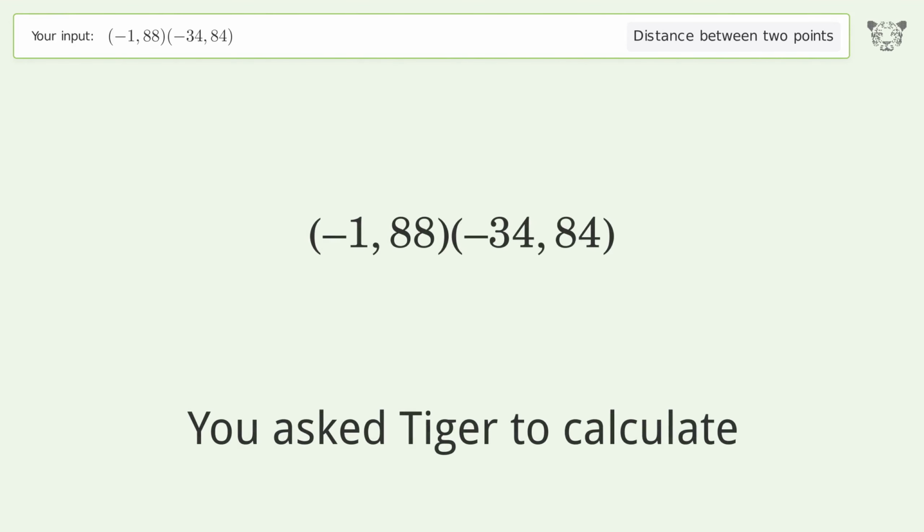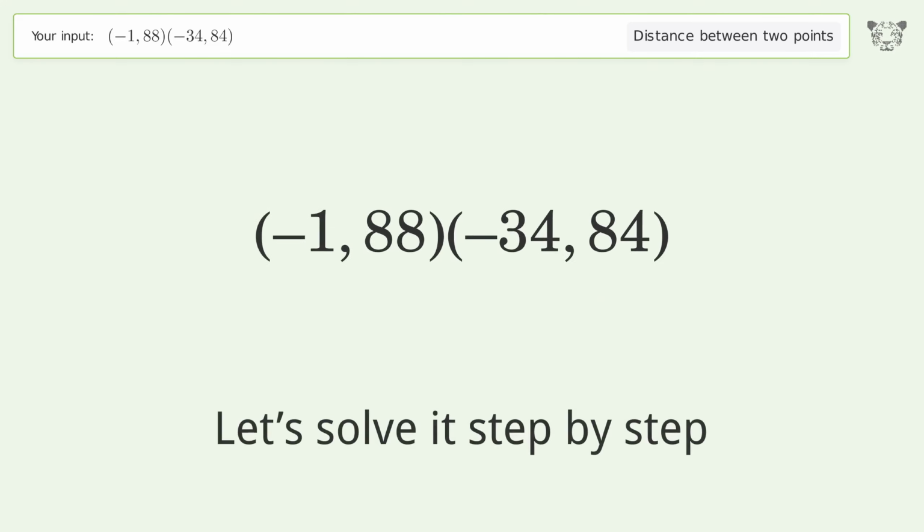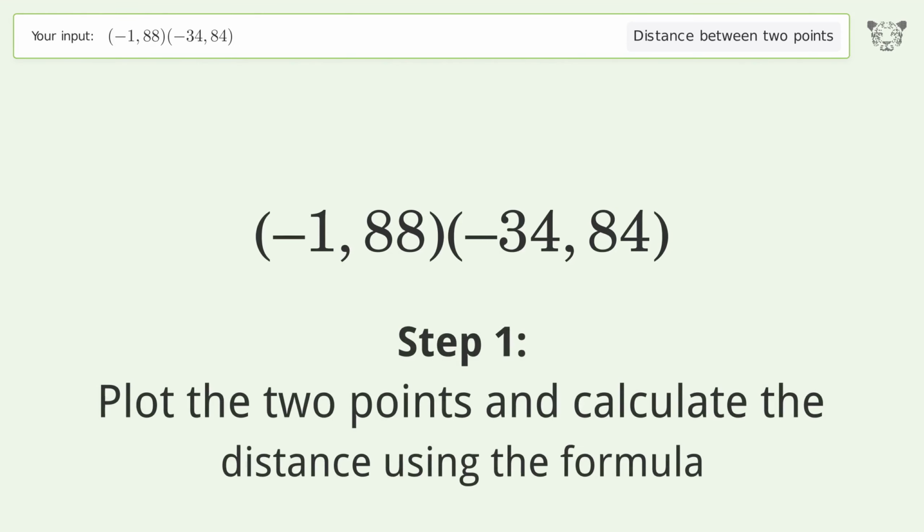You ask Tiger to calculate. This deals with the distance between 2 points. The distance between the 2 points is the square root of 1105, or 33.242. Let's solve it step by step. Plot the 2 points and calculate the distance using the formula.